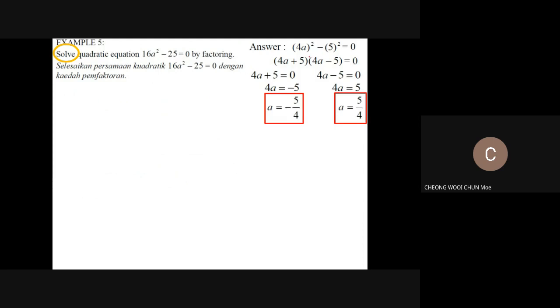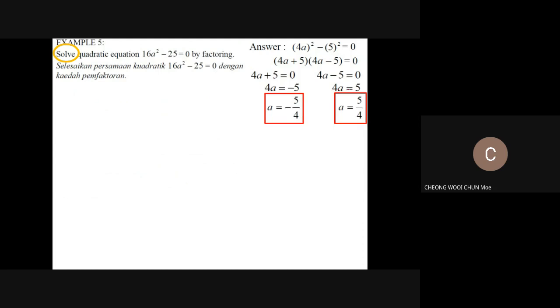So for this situation, (4a 5)(4a 5), one positive, one negative. You can put negative or positive first, up to you. Must be equal to 0. Must remember equal to 0, no equal 0, no marks. Okay, 4a plus 5 equal to 0, and 4a minus 5 equal to 0. So positive 5 bring over negative 5. So 4 bring over and divide. So negative 5 over 4.